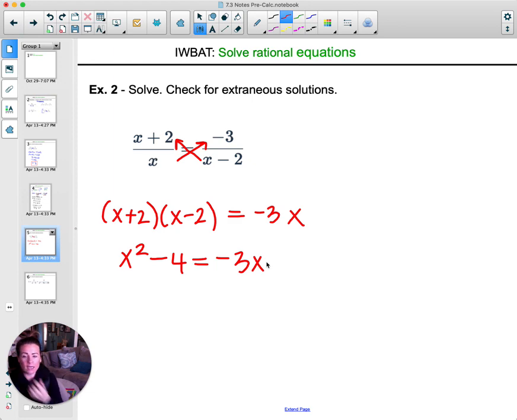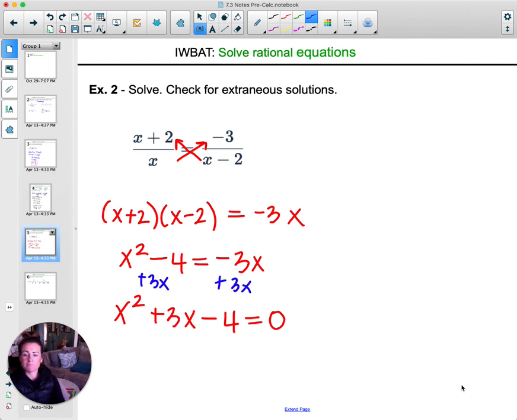So we have a quadratic again, so we're going to want to get everything over to one side, so we're going to want to add 3x to both sides here. So when we add the 3x over, we'll get a plus 3x here, and we still have the -4, and then equals 0. So I just did this, added 3x to both sides. None of those were like terms.